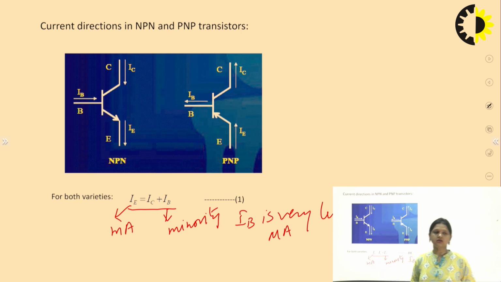So one thing you should remember, IB is the minority charge carrier current and it should be as low as possible so that we can get the maximum collector current, and the range of IB lies in microamperes.